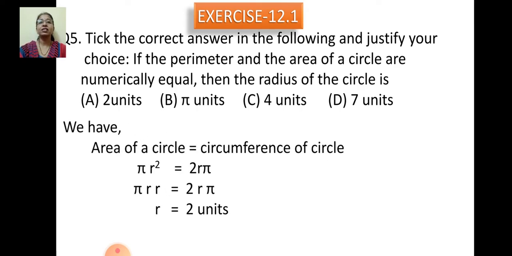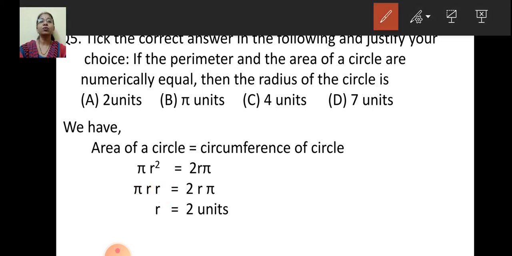So area of a circle is equal to circumference of a circle, right? This is given to you. So below area you apply the formula for area of a circle, that is pi r square. Below circumference you write the formula for circumference of a circle, 2 pi r. Now for simplification, r square you can write r into r. Now you can cancel this pi from both the sides. You can cancel one r also.